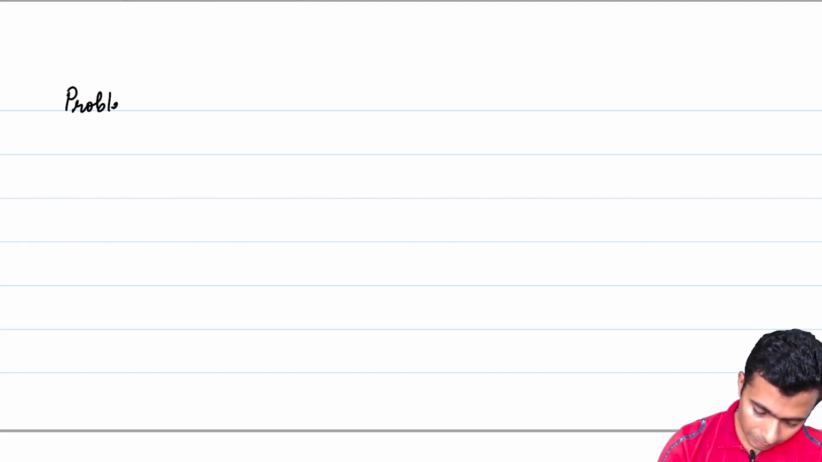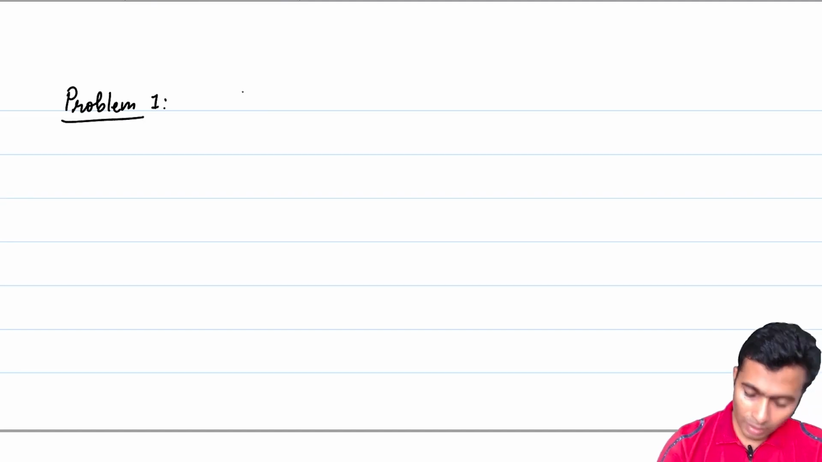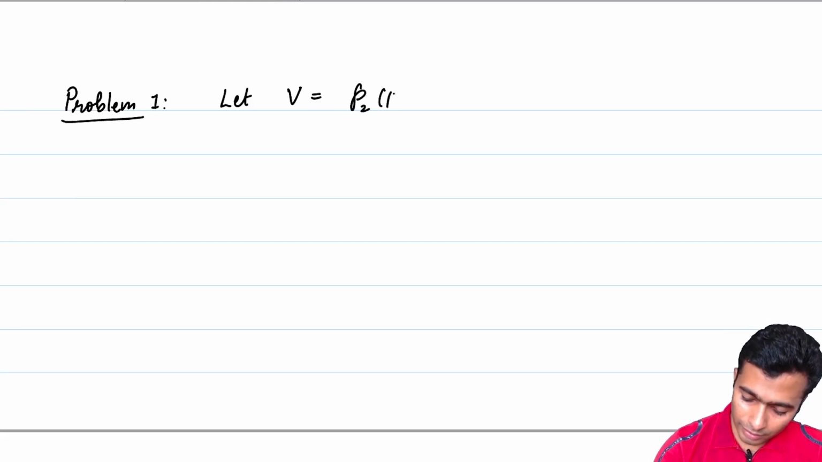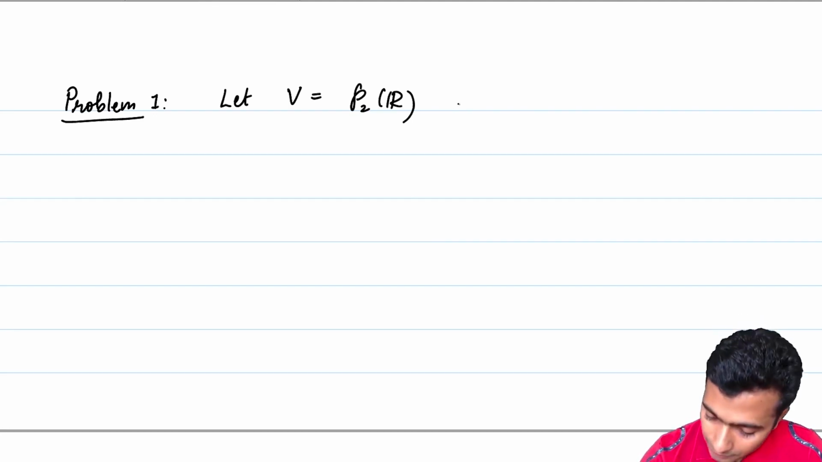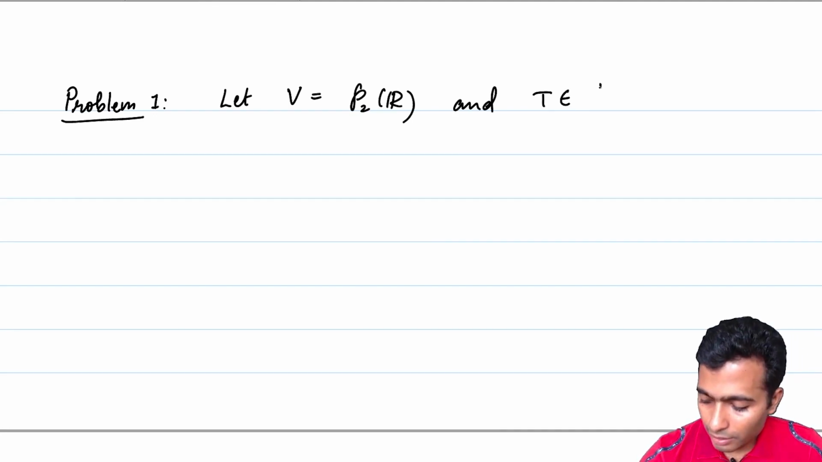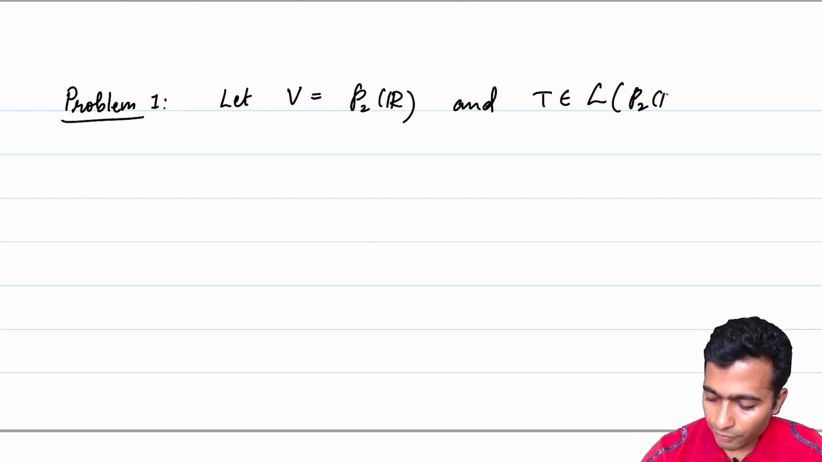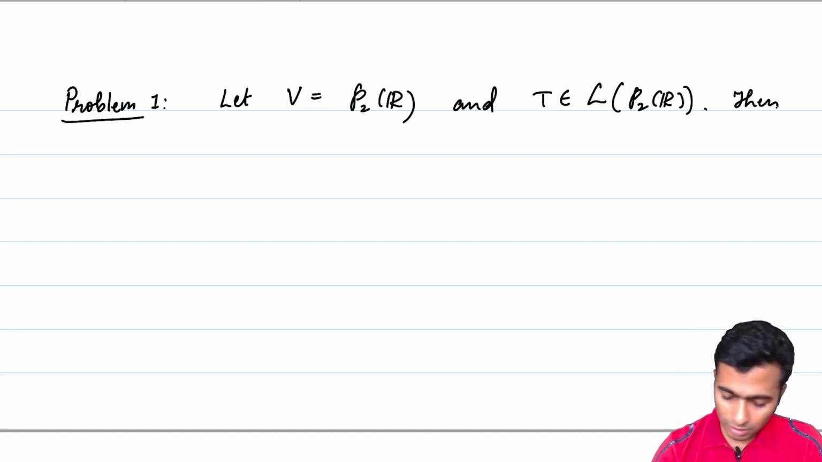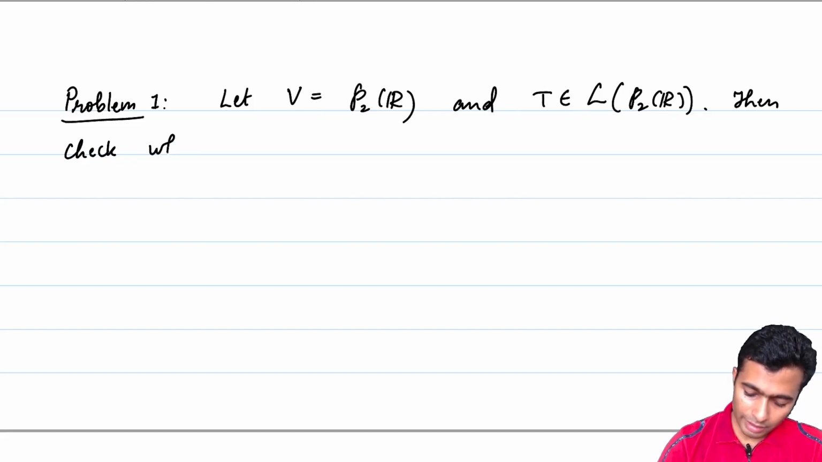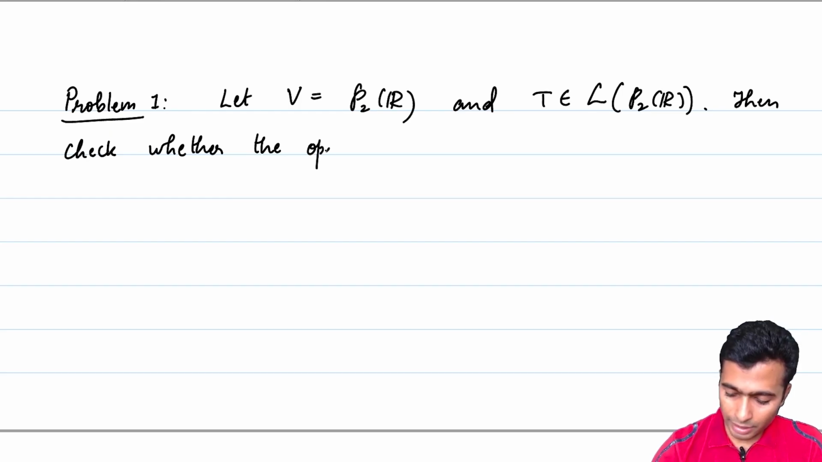So problem 1. Let V be the vector space P2 of R, which is the vector space of polynomials over R of degree less than or equal to 2, and let T be a linear operator on P2 of R. It's a linear transformation from P2 of R to itself. Then check whether the operator T is diagonalizable.